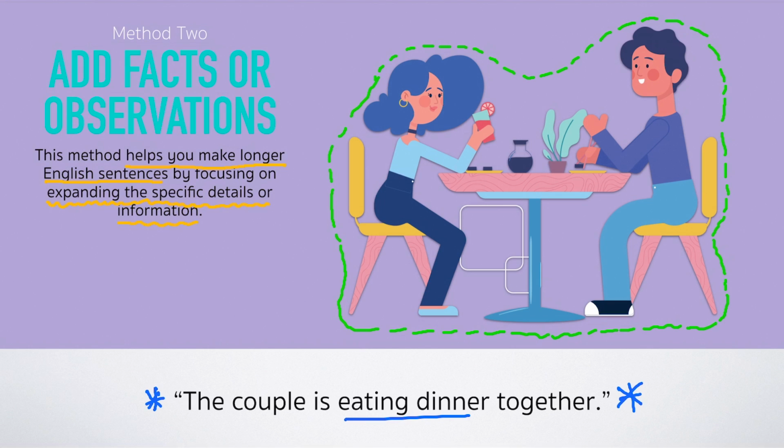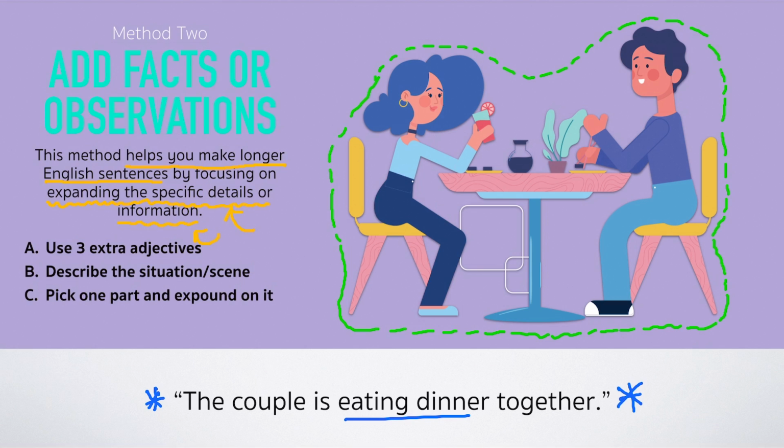Now, we want to, once again, expand the details or information. So this is how we're going to do this. There are 3 different ways right here. Here we go. Use 3 extra adjectives. And remember, the word adjective is just a descriptive word, okay? Just a descriptive word describing something in more detail, okay? Then we have describe the situation or the scene.